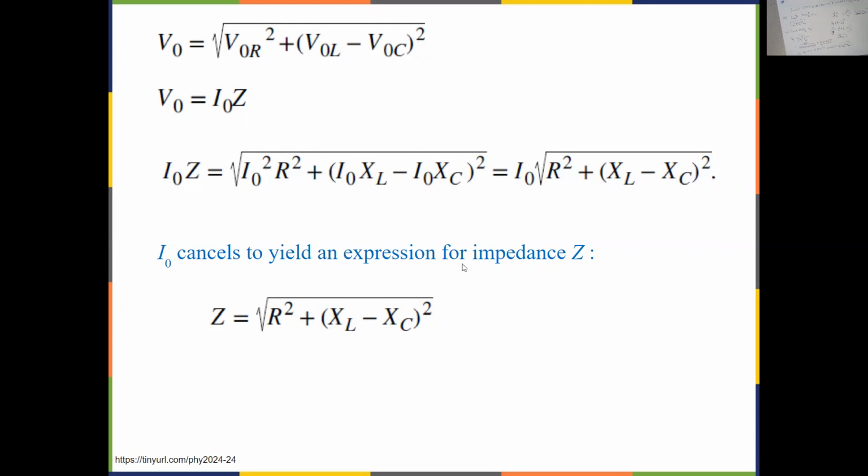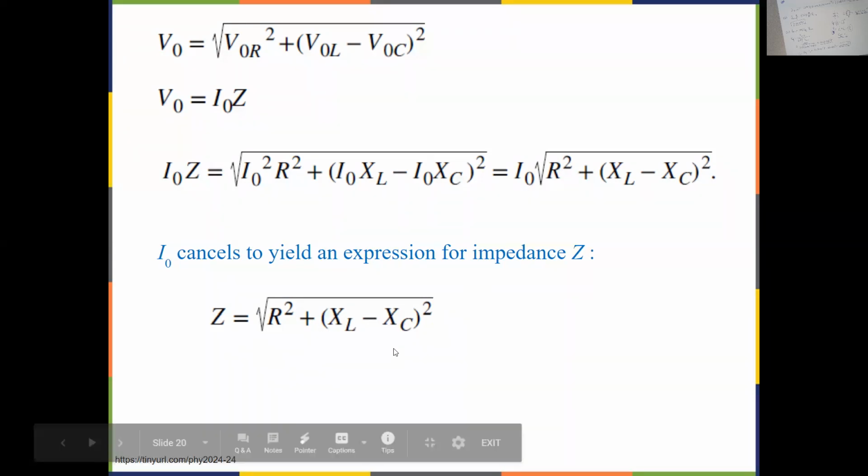So the impedance for an RLC circuit is equal to this equation: Z equals the square root of R squared plus (XL minus XC) squared. That's the equation for impedance: resistance squared plus inductive reactance minus capacitive reactance, squared. It doesn't matter which one goes first in XL minus XC. You can do XC minus XL because you square it. It doesn't really matter.